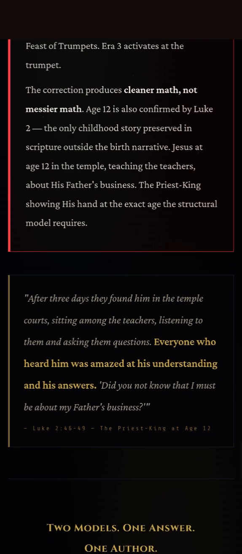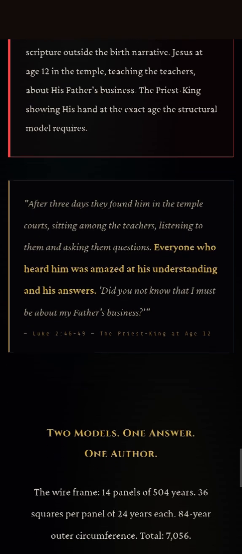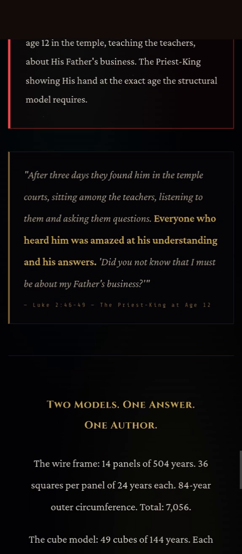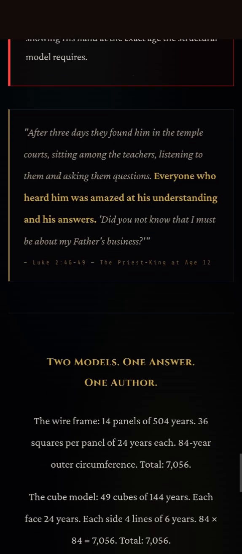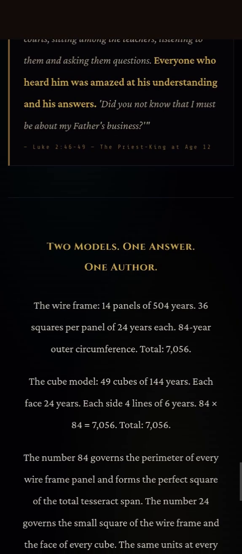And Luke chapter 2 confirms it. Of all the years between the birth narrative and the public ministry, Luke preserved one story: Jesus at age 12 in the temple, sitting among the teachers, asking questions, and everyone who heard him was amazed at his understanding. When his mother asked why, he said, "Did you not know that I must be about my Father's business?" He was not lost. He was exactly where the activation of his priest-king office placed him. The correction produces cleaner math and stronger scriptural confirmation. Age 12 is the right number.